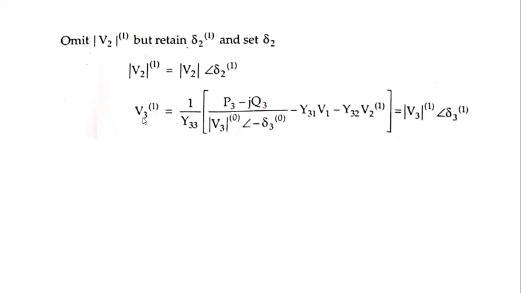Next again, we are calculating V3 of 1. This is the first iteration at bus 3. That is equal to 1 by Y33 into (P3 minus jQ3) by V3 of 0 at an angle of minus delta 3, minus Y31 V1, minus Y32 V2 of 1. Therefore, it is equal to V3 of 1 at an angle of delta 3 of 1.